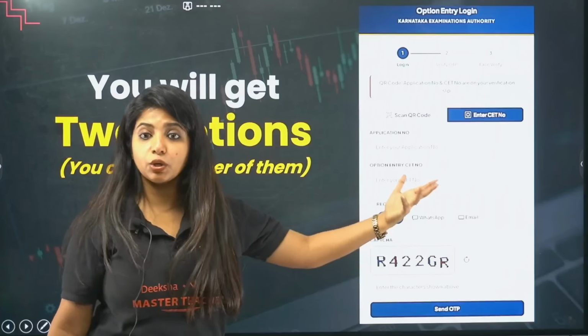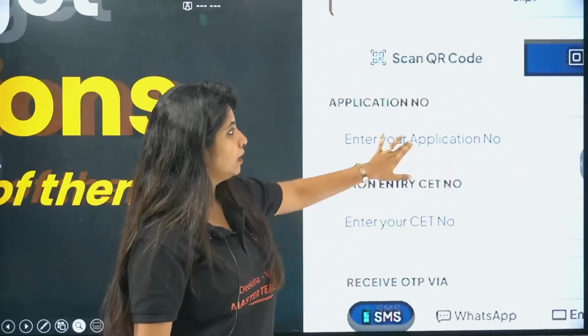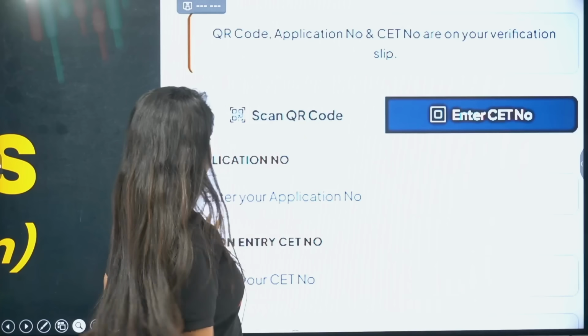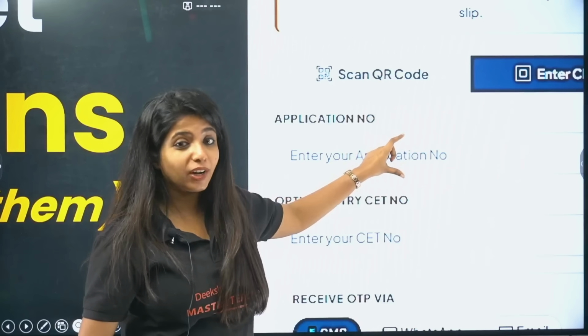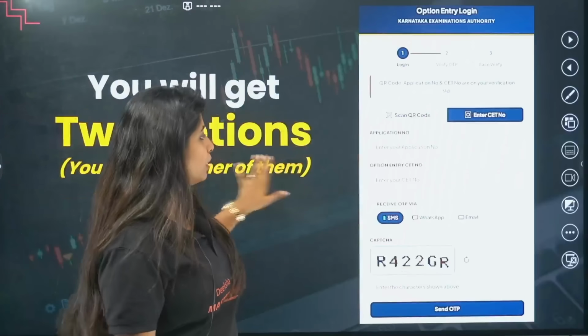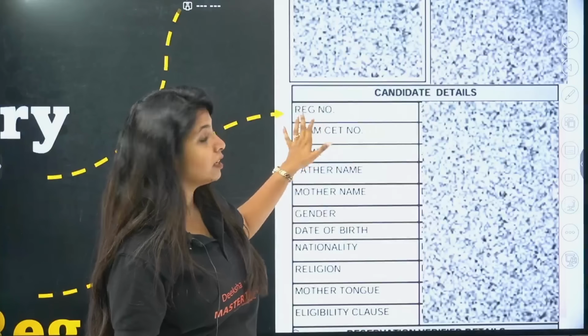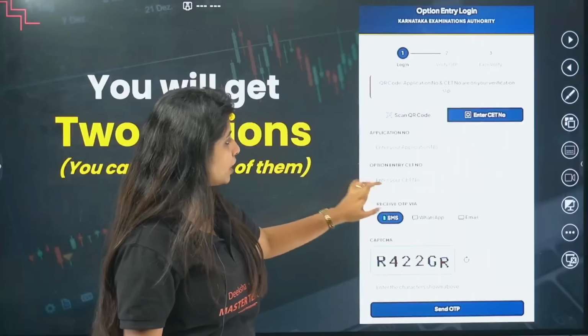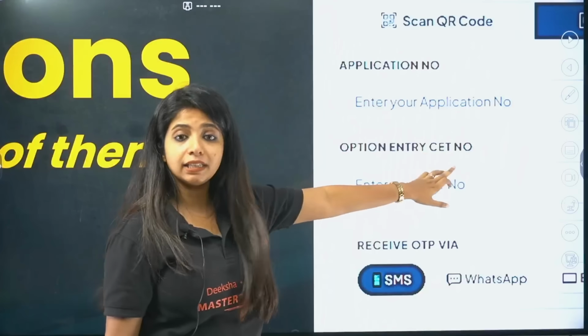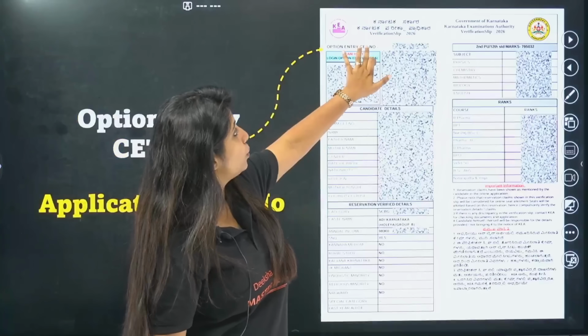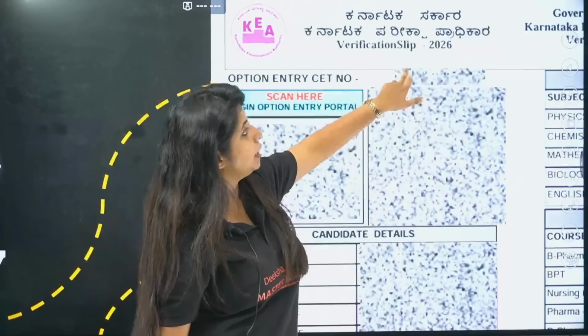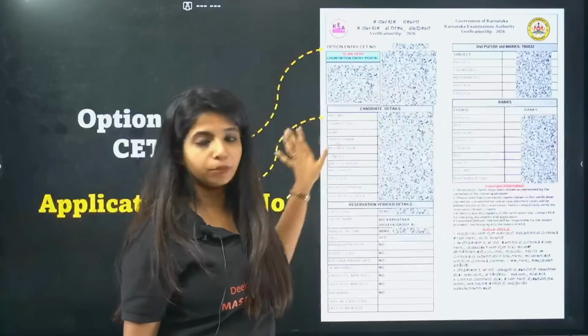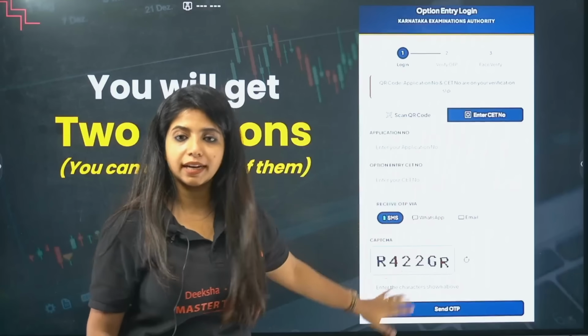Now, as I said, for the CET number, if you're not using the QR code, rather you're using the CET number, then click on enter CET number, and here click on application number. Where do you find the application number? I told you. Below the QR code over here, the application number, registration number is going to be the same thing. This is something that you have to put at this particular location. Similarly, for the option entry CET number, you have to put the number which would be at the top. Right over here, there will be a number that you have to put. And followed by that, you can just send the OTP.